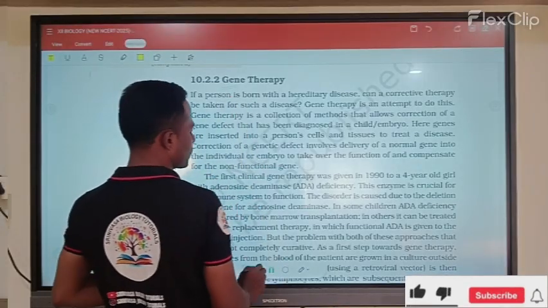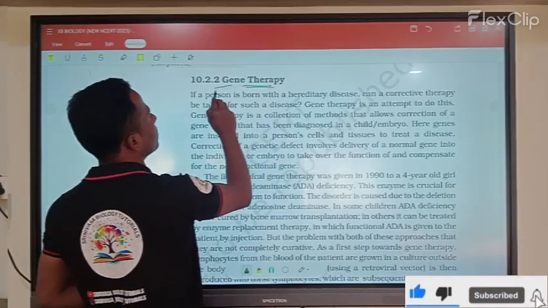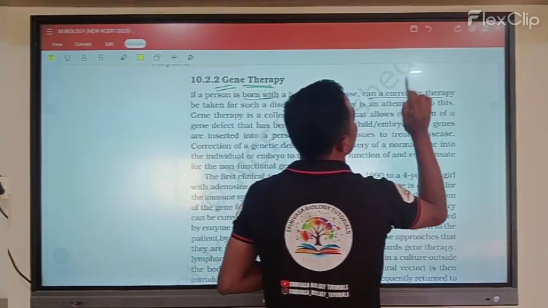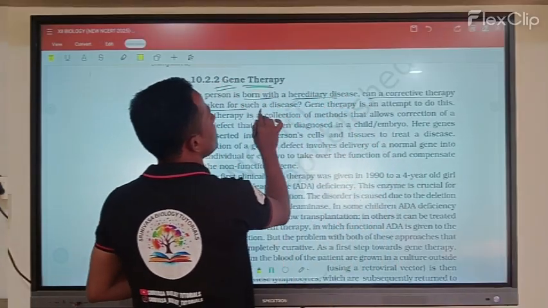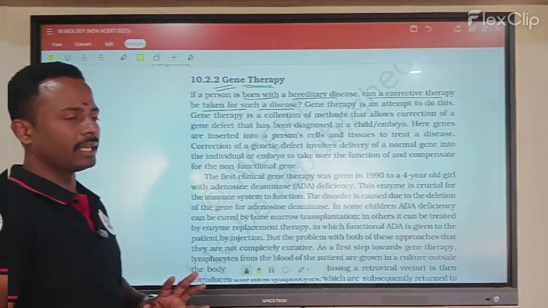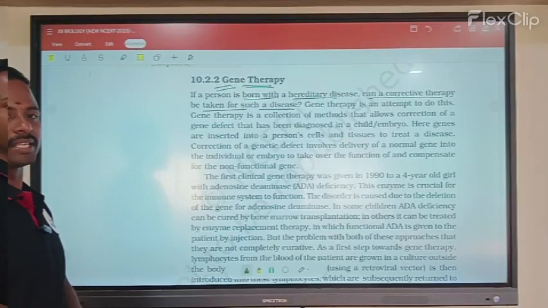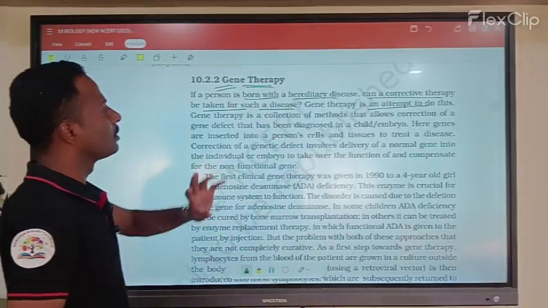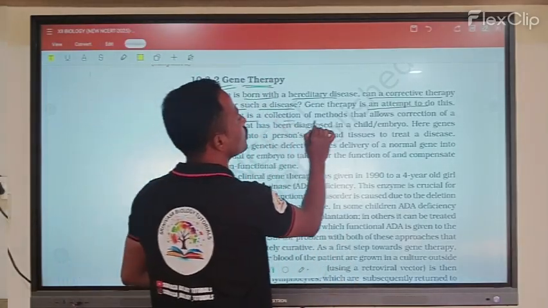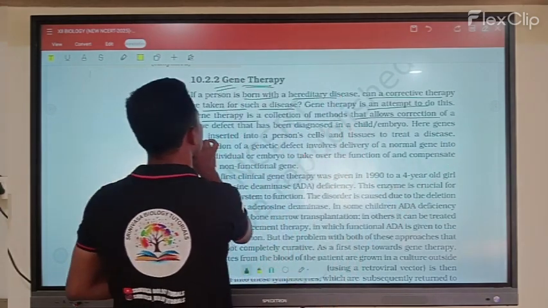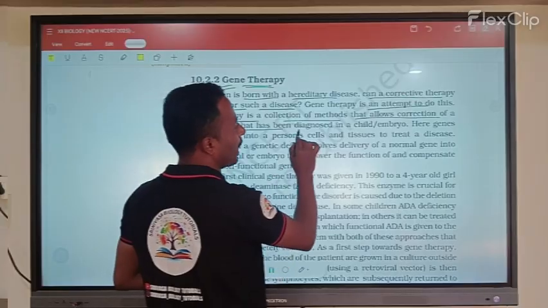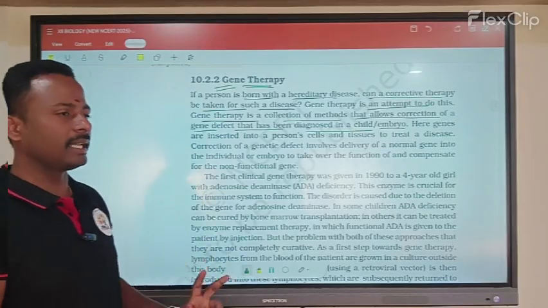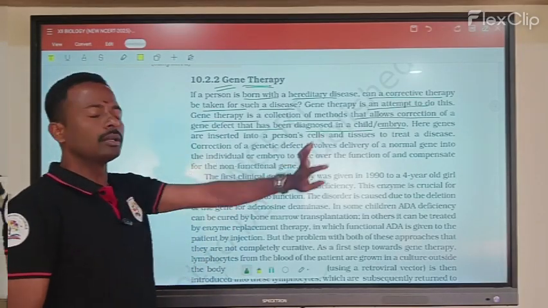Gene therapy. Next we discuss gene therapy. A person born with a hereditary disease, how can it be corrected or controlled? Gene therapy is an attempt to do this. Gene therapy is a collection of methods that allow correction of a gene defect that has been diagnosed in a child or embryo condition. So in this disease, we can diagnose early in a child or embryo condition.